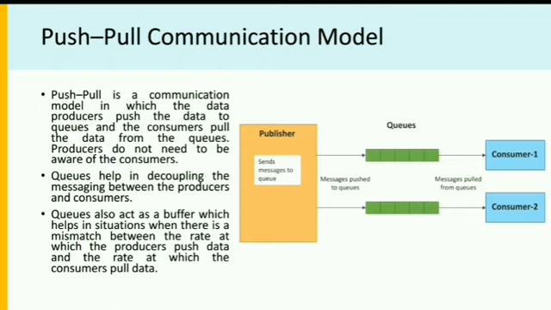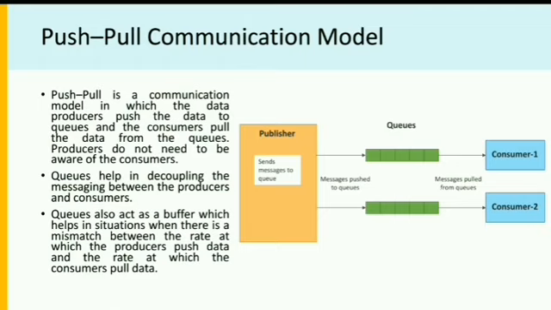Push pull communication model, this is the third communication model of IoT in which the data producers push the data to queues. That means here producer pushes the data to the queues and the consumer pulls the data from that queue. So queue is responsible for storing the data. Producer sends the data to the queue and consumer accesses the data from the queue. So here in this push-pull communication model, the queue helps in decoupling the messages between the producer as well as the consumers.